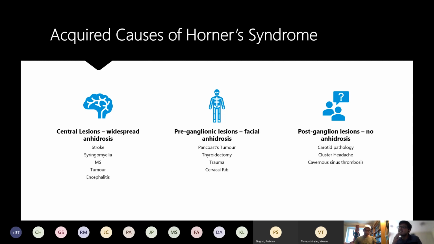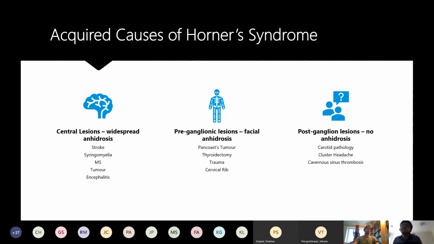Is there any way to test for anhidrosis? It's an observation thing more than anything. I don't think there's a specific test. I'm not really sure, actually. And if it's after the ganglion, they don't have any anhidrosis. So just because there's no anhidrosis doesn't mean it's not Horner's. So don't fall into that illusion.